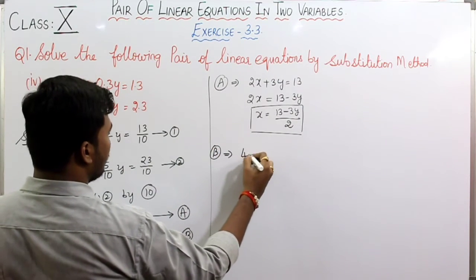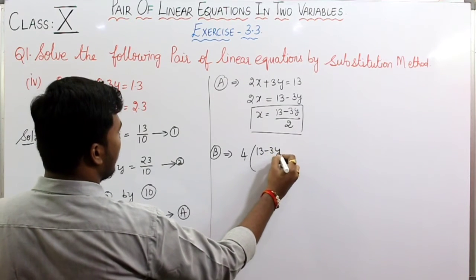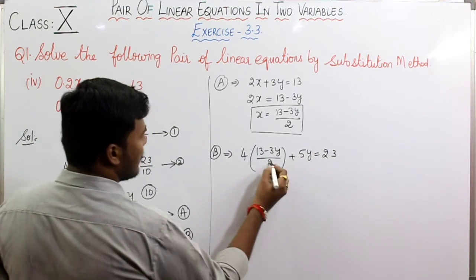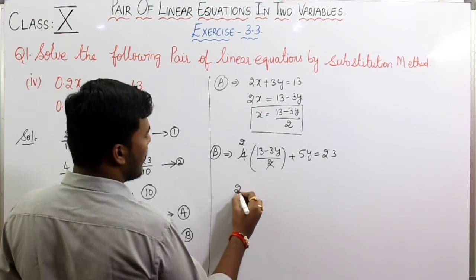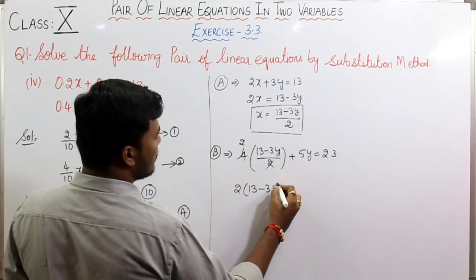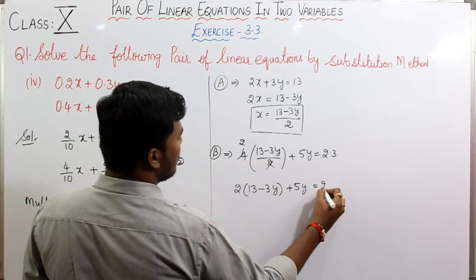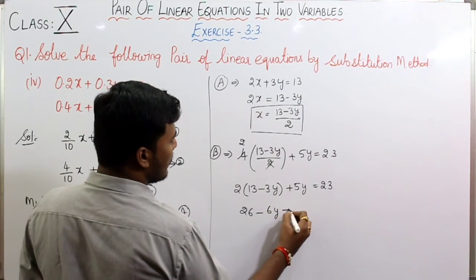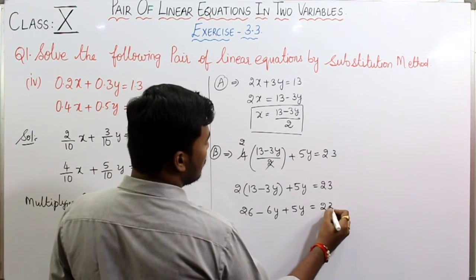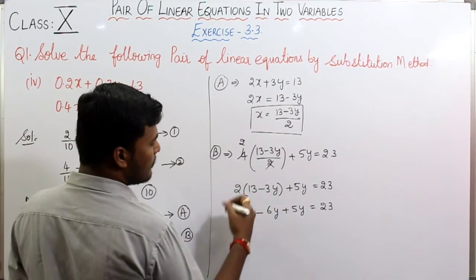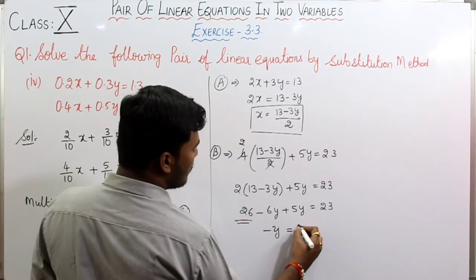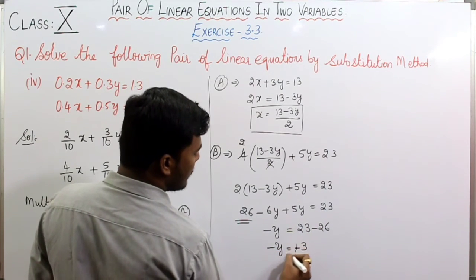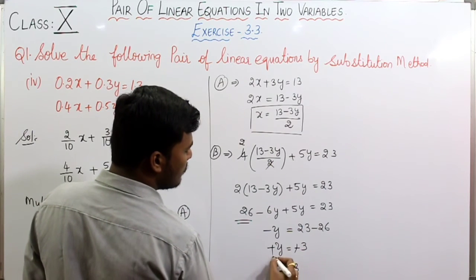So then it will become 4 into (13 minus 3y) by 2 plus 5y is equal to 23. 2 ones, 2 twos. Then you are having 2 into (13 minus 3y) plus 5y is equal to 23. 13 twos are 26, 3 twos are 6y, plus 5y is equal to 23. Shift this constant term to that side. I have minus y is equal to 23 minus 26. So minus y is equal to minus 3. So from that y will be equal to 3.